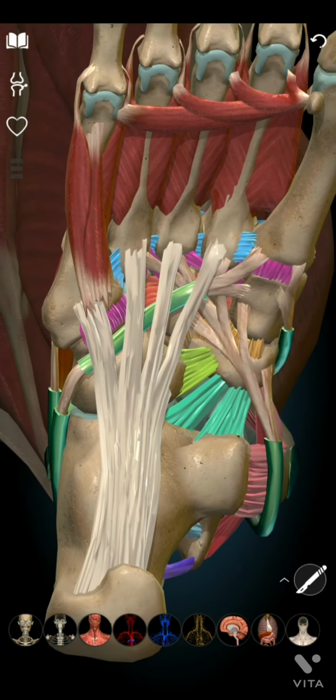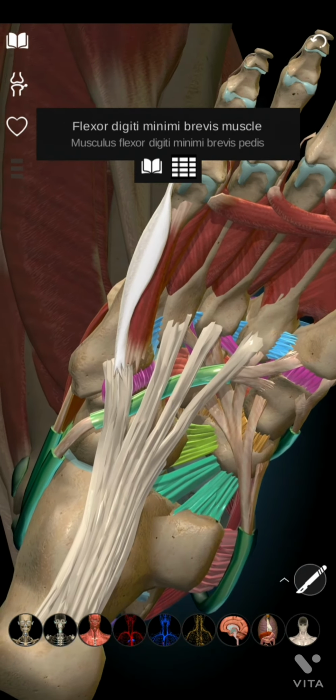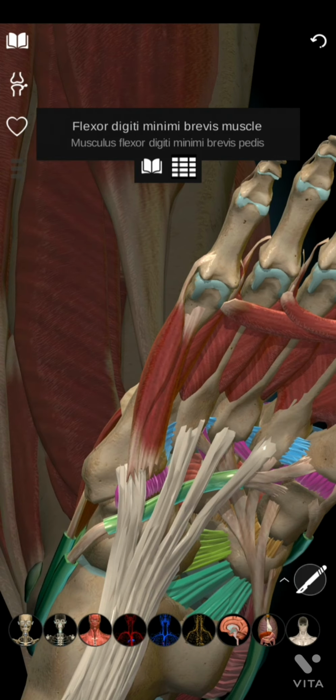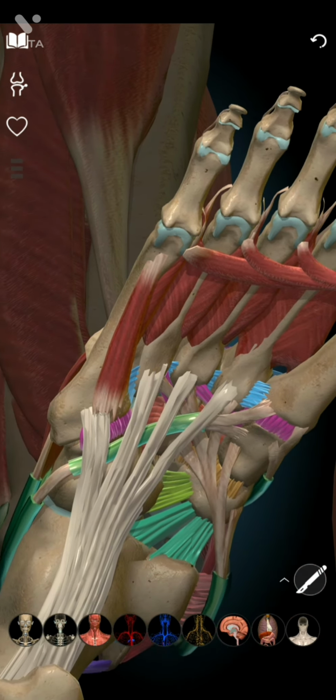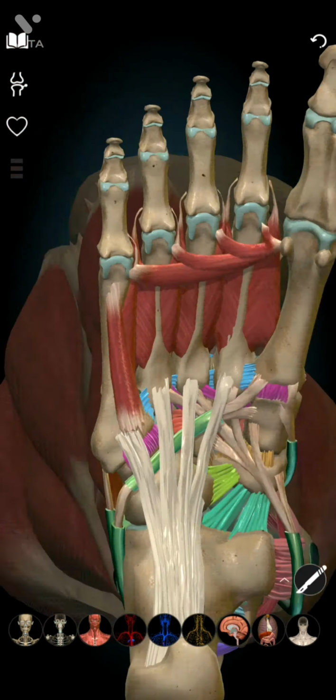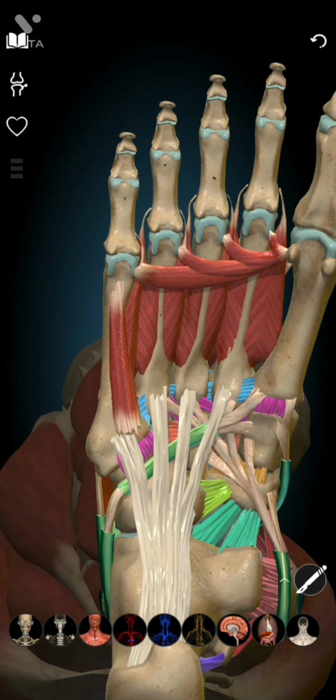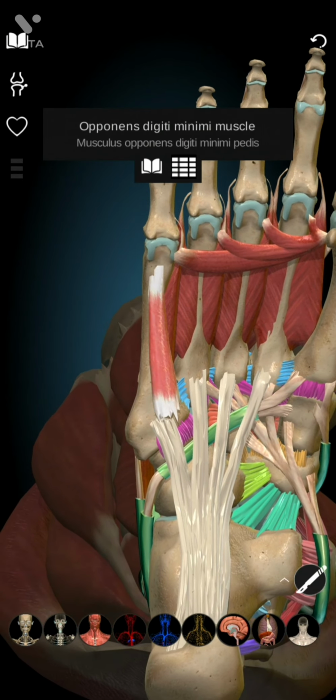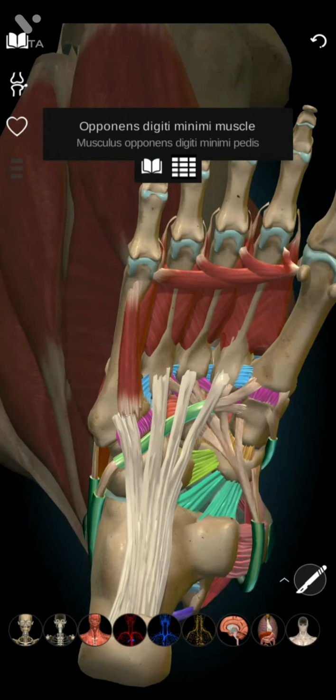Okay, now we have done with, what is this? Flexor, second layer, right? Flexor digiti minimi, and it's a small muscle, it is brevis. So we are done with it. The next layer of muscles. As I promised you, what sort of muscle are you going to get? Opponens, obviously. Opponens digiti minimi.